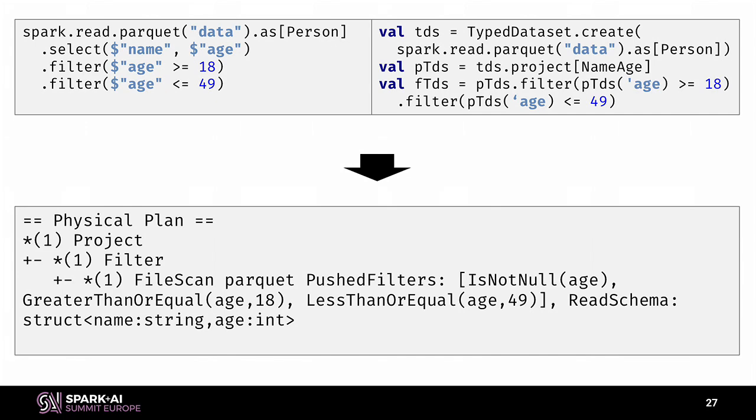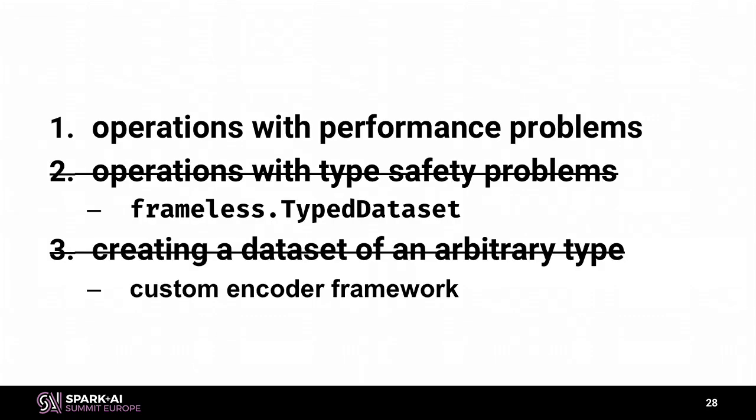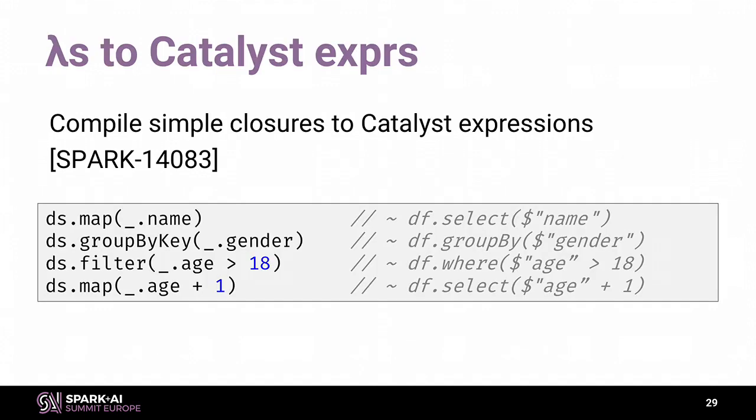And the nicest thing is that you will have an optimized plan, so it won't have any cost. Okay, what can we do with operations with performance problems? So that's the Lambda stuff. We have this issue, this ticket in the Spark issue tracker.